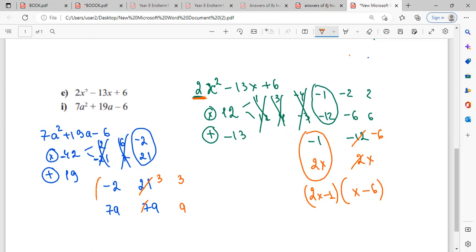So you take 2 by 2. It will be 7a minus 2, and then a plus 3. That's the final answer. That's it.